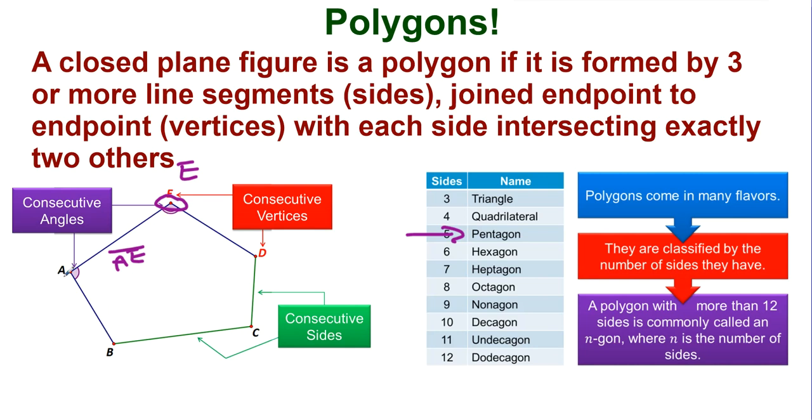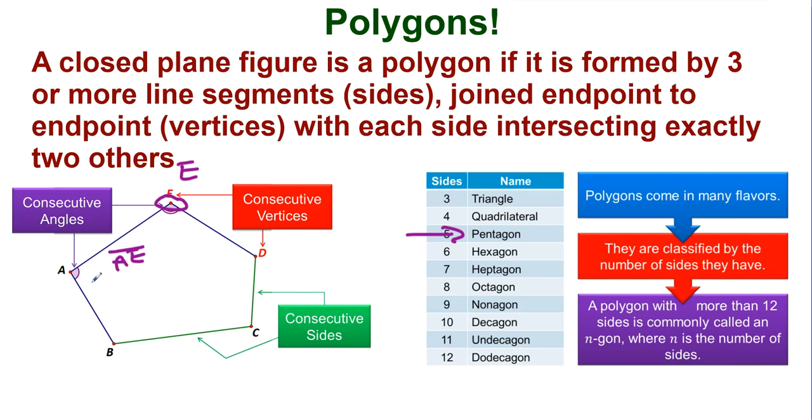So inside here we have interior angles. We'll have exterior angles. We'll talk about those in a few minutes. So we have consecutive angles, consecutive sides, and our vertices are labeled A, B, C, D, and E. And I could call this pentagon or polygon ABCDE.